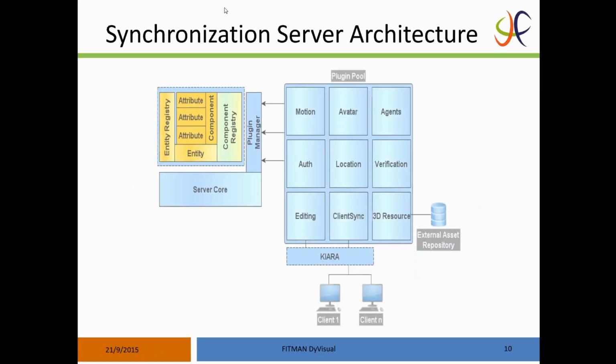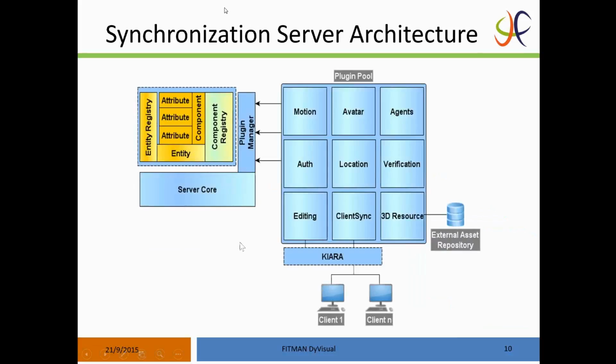The synchronization server itself is mainly built of two things. On the one hand, we've got the core of the synchronization server, which concentrates purely on synchronizing data. And the data is organized into entities, components, and the components have attributes. So we can define entities. The entities can have components as you want to have them. And each of the components can have a set of attributes that you can individually set and put values on.